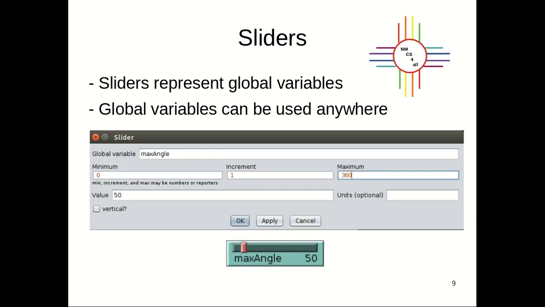Finally, we'll cover sliders. Sliders represent global variables, which can be used everywhere in the code. They are created in the interface window, and they need a name by which they will be addressed, a maximum and minimum value, and an initial value and an increment. We can also specify units, but that is optional. The slider can be used to change the global variable it represents. Here, we have a slider max angle, which is currently set to 50.